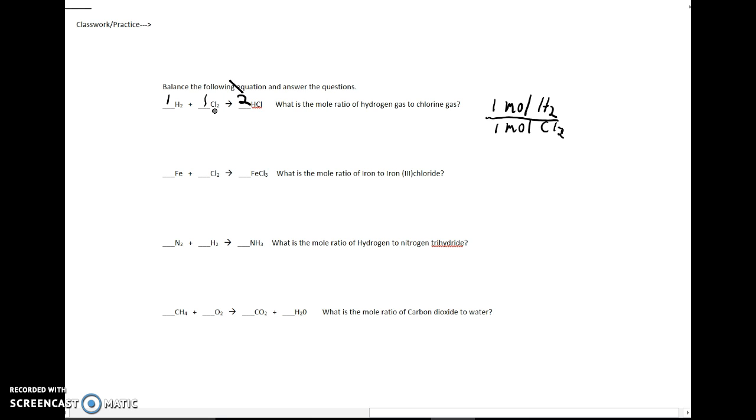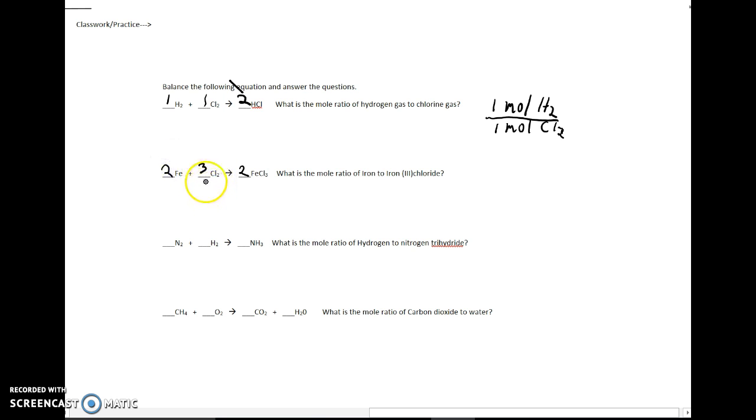Let's take a look at our second example. We have iron plus chlorine gas yields iron(III) chloride. We'll first balance it. So I've got 3 chlorine here and 2 chlorine here, so I'll multiply those by each other. So put a 3 here, 2 here. Now I have 2 iron in the products, so I need 2 irons here.